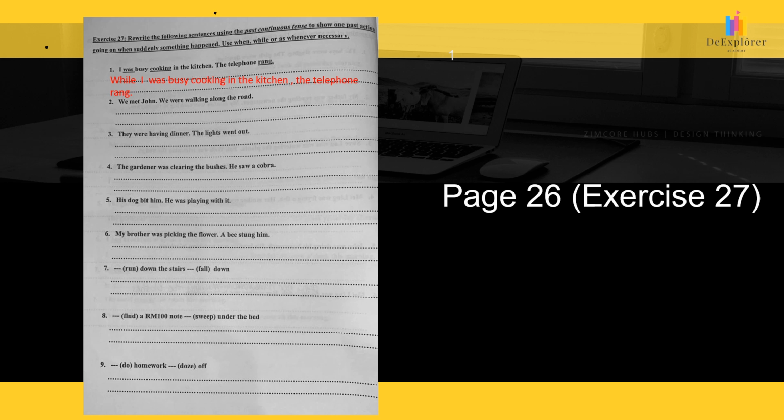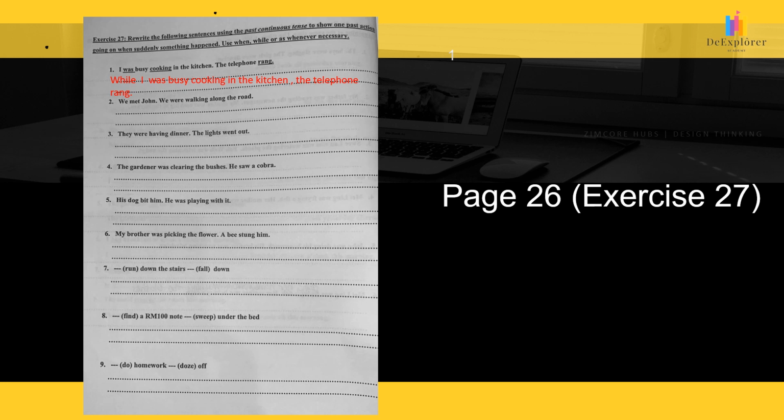If you still want to use the word while, then you have to use the word while in the middle, while we were. So we met John while we were walking along the road. Okay, so while goes with was were walking. We met John while we were walking along the road. So answer for question number 2. Okay, I want you to try question number 3, number 4, and number 5 and 6 on your own.